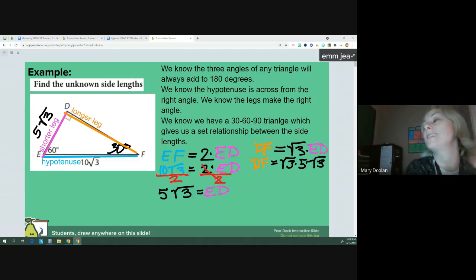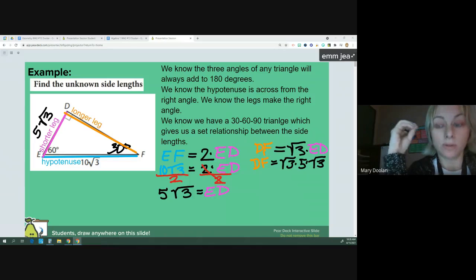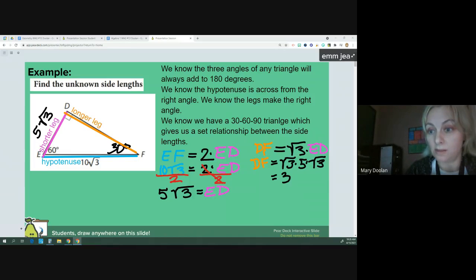And so DF is isolated on the left, and on the right-hand side, we just have a product of some things going on. Square root of 3 times 5 times the square root of 3. Well, the square root of 3 times the square root of 3 is 3. And so we're ending up here with 3 times 5. And we can simplify that one more time to 15. So now I know that DF is in fact 15.